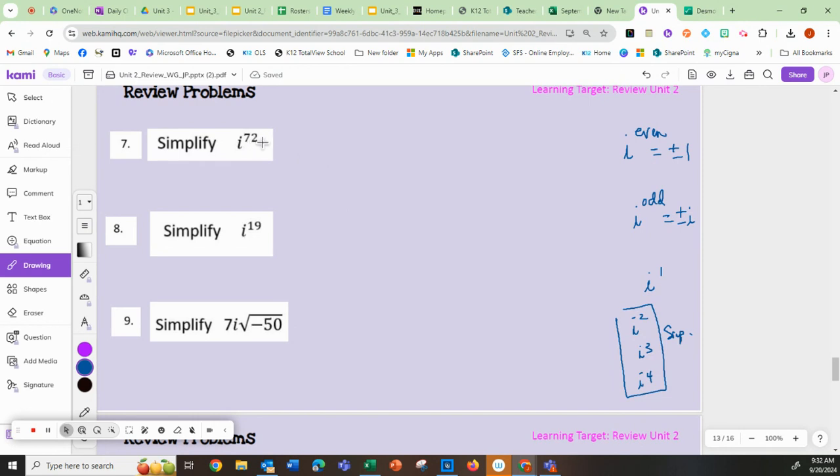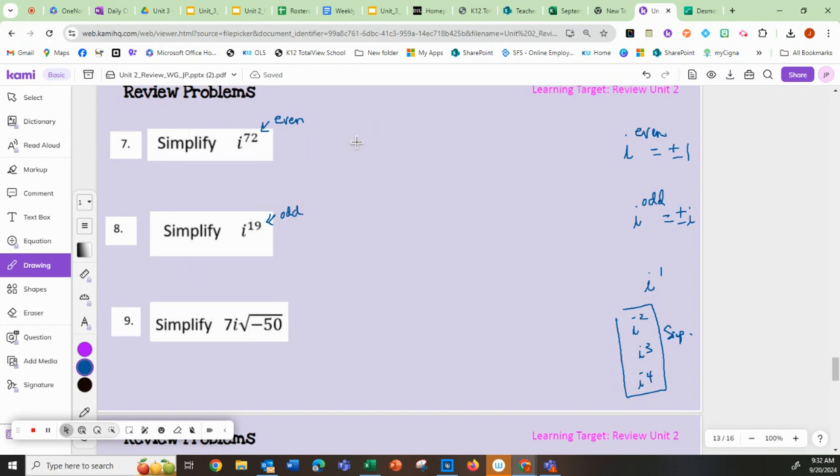I have i to the 72nd. So the first thing I ask myself is, is this exponent even? And it is. So for example 7, we're going to look at what to do if the exponent on the i is even. For example 8, we're going to look at what to do if the exponent on the i is odd. That's why there's two different examples.